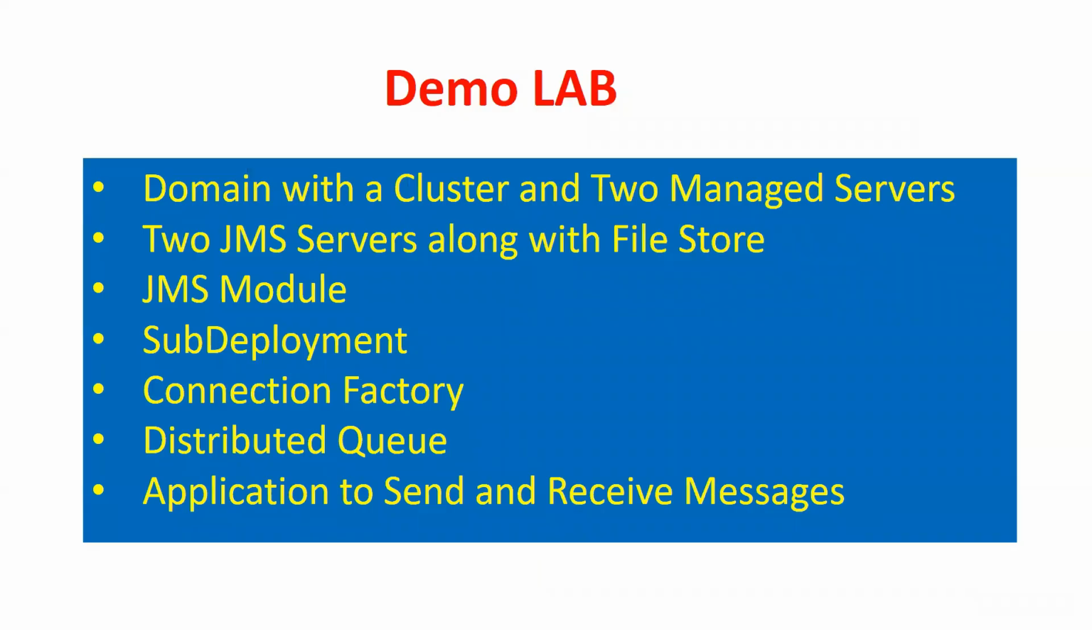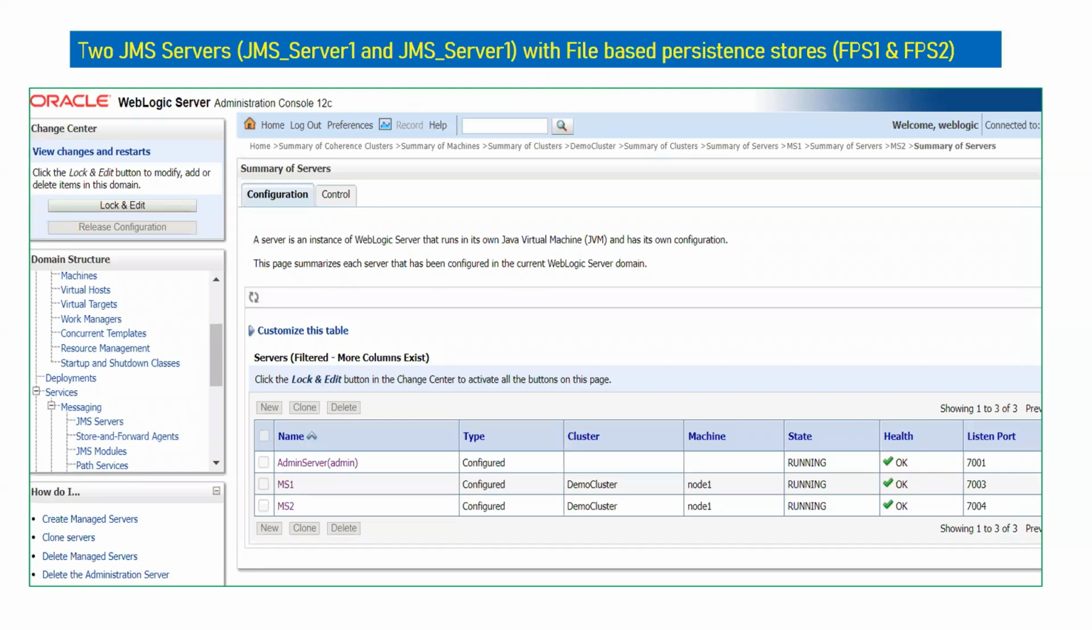In the demo, we have a domain with a cluster of two managed servers, and we will create two JMS servers along with the corresponding file stores. Then we will create a JMS module, and inside that a JMS sub-deployment. Inside the sub-deployment, we will create two resources: the connection factory, for applications to create connections to the JMS system, and our distributed queue. Then we will have a demo application which will send messages to the distributed queue, which we will monitor from the console. Then we will move the messages from one JMS server to another. So let us begin with the example.